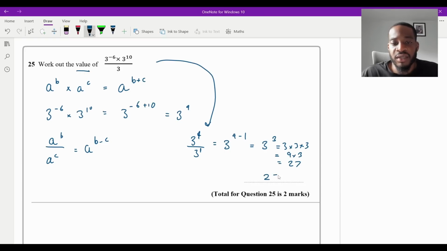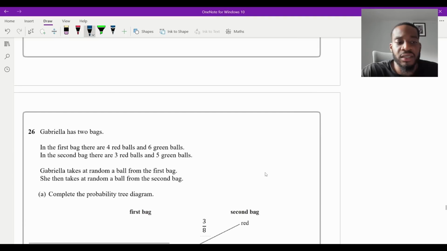So 3 cubed is 27. And that's your answer for question 25. Now, we've done that. Let's go to question 26.